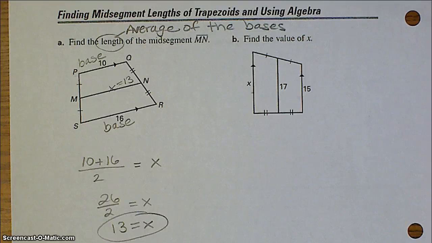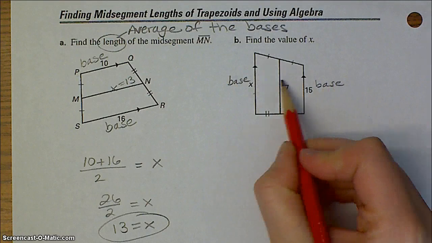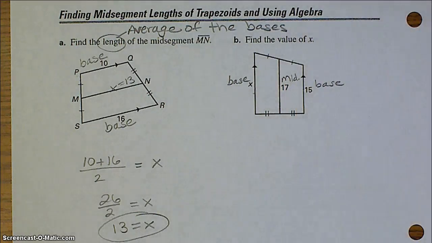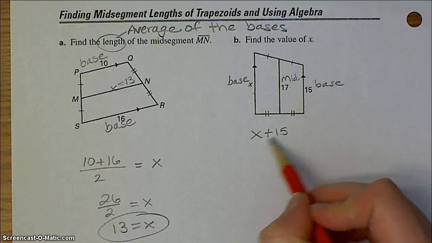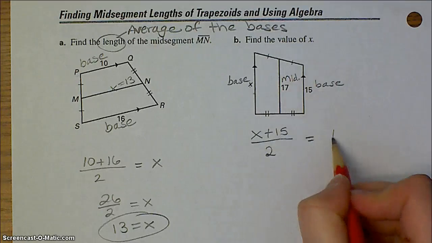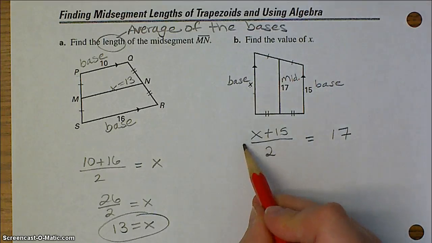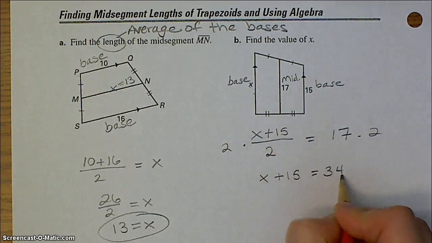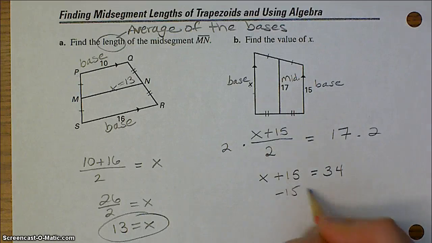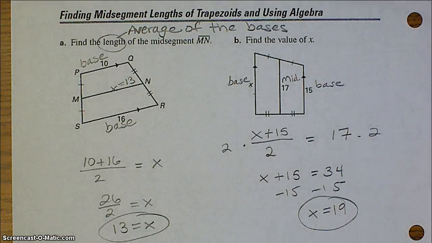Okay, part B gives you one base and one mid-segment, and it's asking you to find the other base. So mark up your bases. This is your mid-segment, 17, and you are going to set up your equation the exact same way, but x is going to be located in a different position because you always find the mid-segment by adding the 2 bases and dividing by 2, because, again, you're finding the average. In this example, that comes out to be 17. Then we're just going to solve, multiply both sides by 2, and then get x alone by subtracting 15. So in this case, our missing base has a length of 19.